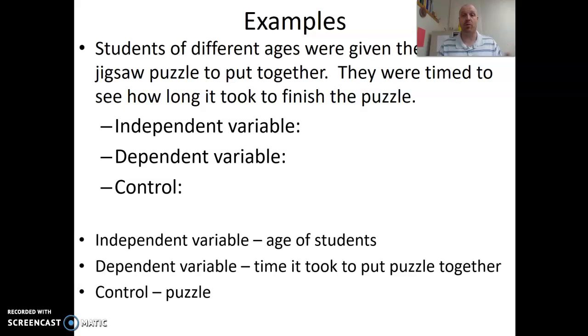A control could be the room they were in. If I did a noisy room versus a quiet room, depending on what was going on outside at the time, if a PE class was running outside, that would be more distracting, so that wouldn't be a good control. So I want to make sure everything is exactly the same as much as possible that I can control.